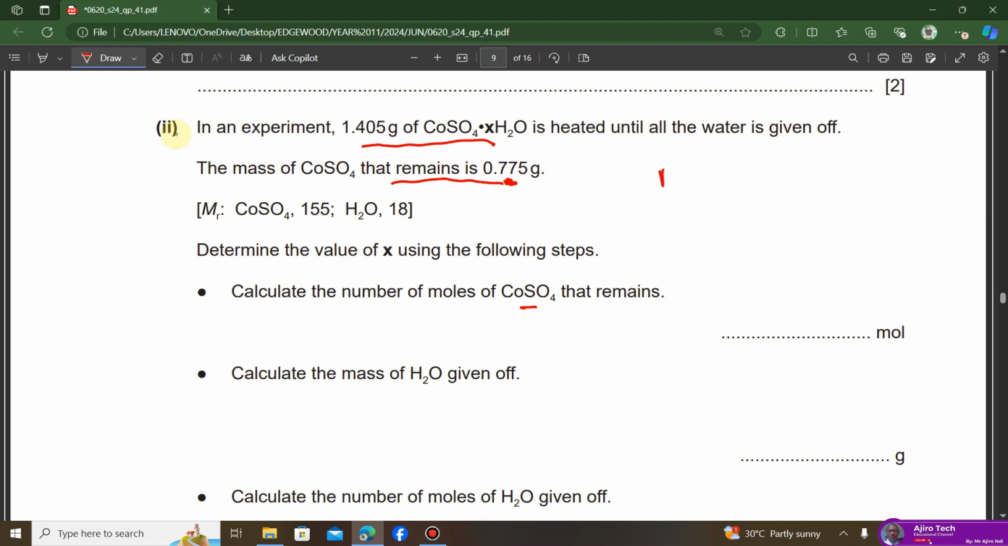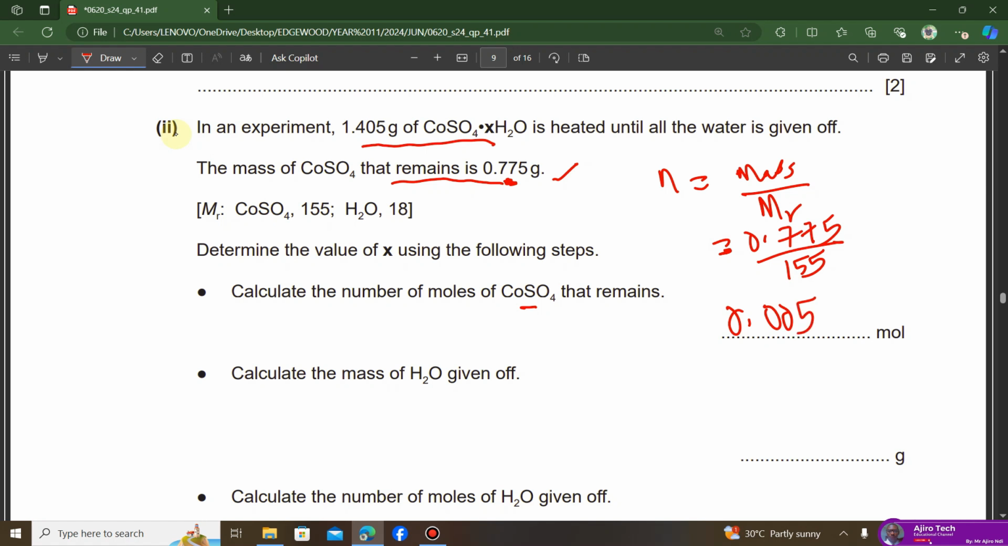Remember that the formula for number of moles is simply the mass divided by the molar mass. The mass of cobalt(II) sulfate is given to be 0.775. So 0.775 divided by the molar mass, which is 155. I'll compute that using my calculator. 0.775 divided by 155, and I have 0.005. So it's as easy as that.